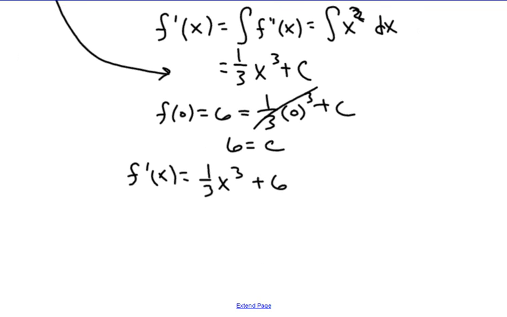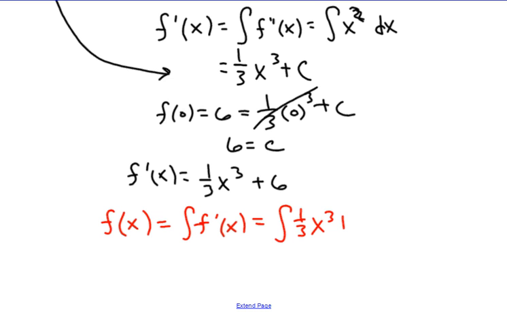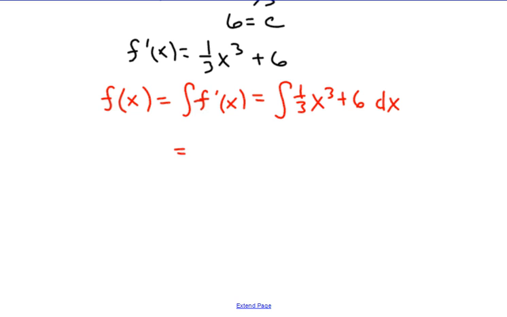Now I want to do this one more step because I want to find the particular solution for f. So in order to find f, that is the integral of f prime, which is the integral of 1/3 x cubed plus 6. So to take the integral, again, we have x to the 4th power. 1/3 divided by 4 is 1/12, plus 6x plus another c.